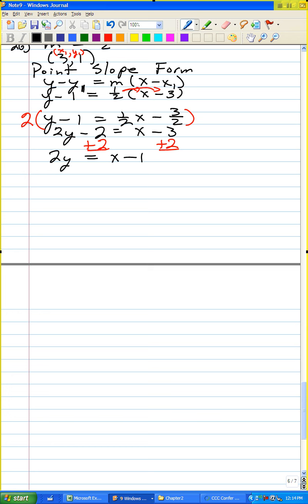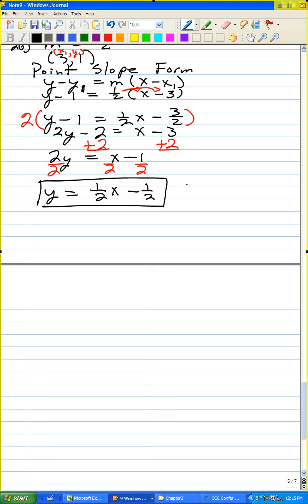Now let me try to solve for y. So let me divide both sides of my equation by 2. And so I get y equals 1/2 x minus 1/2. And that is in slope-intercept form, y equals mx plus b.